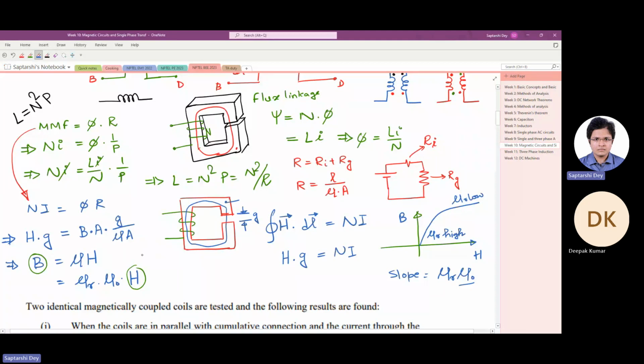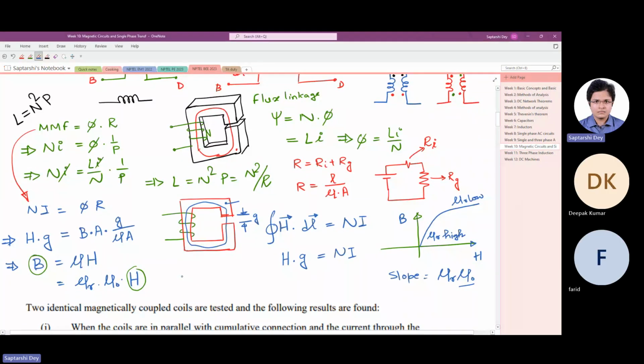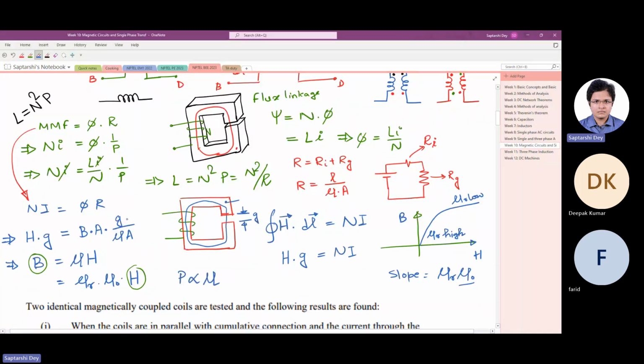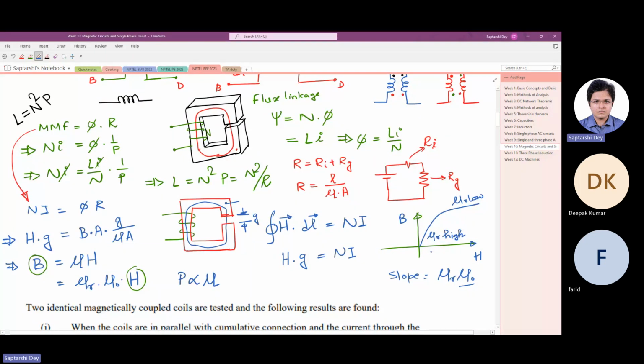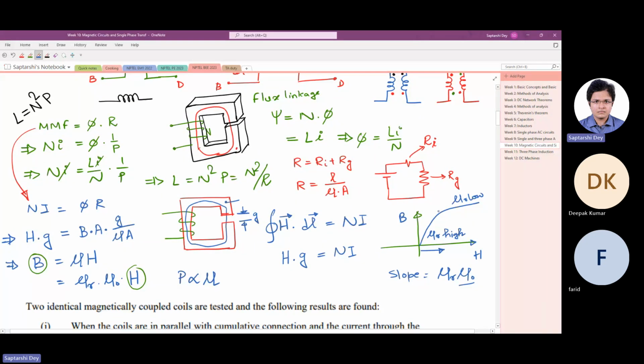Also, you see that reluctance is inversely proportional to mu, so permeance is directly proportional to mu. So what happens is, when you keep on increasing the current, H increases. As a result, B increases linearly up to here. Beyond this, mu r drops, and as a result, the inductance drops. So basically, what I am trying to say is, inductance is not a constant.